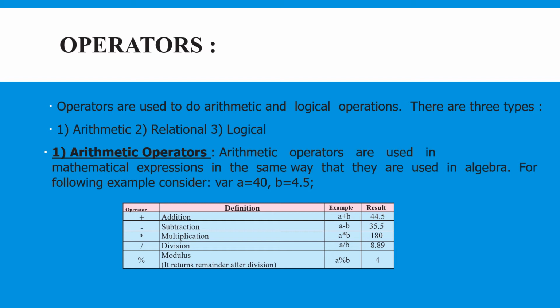For example, variable a is equal to 40 and b is equal to 4.5. These are the fixed values which are assigned to the variables a and b. The first operator is addition. We can write addition in the form of a plus b. Now this addition symbol is used in two ways in JavaScript.